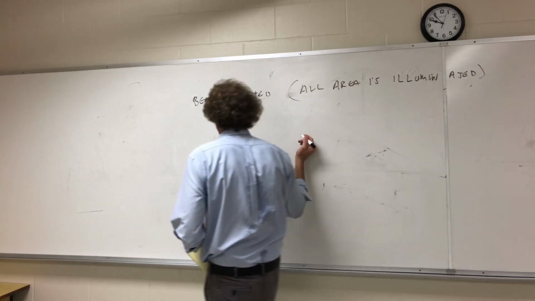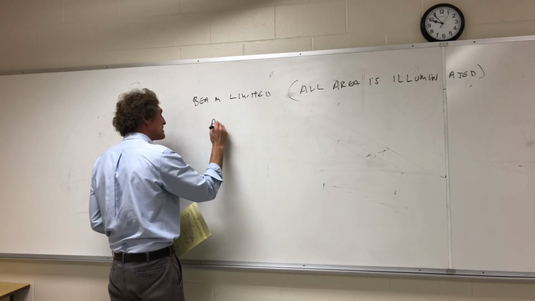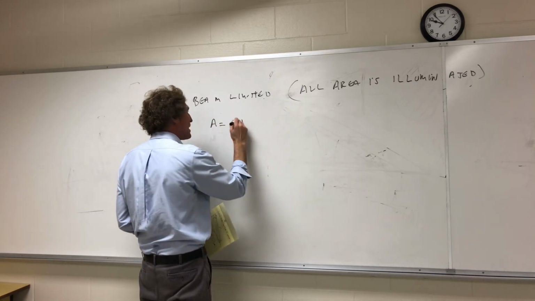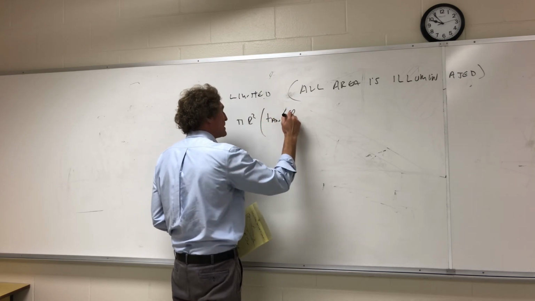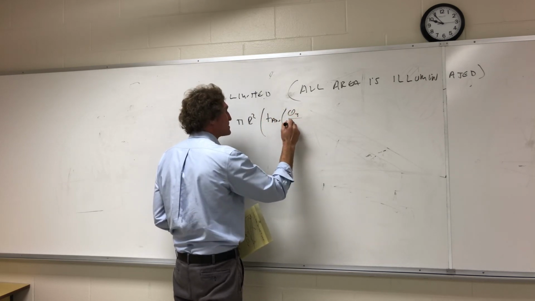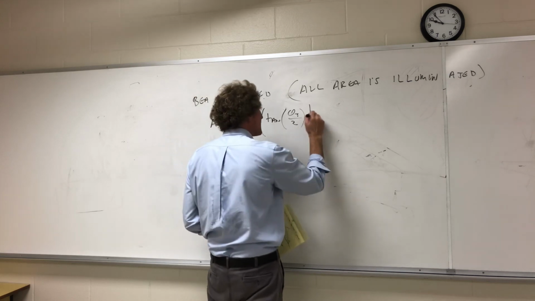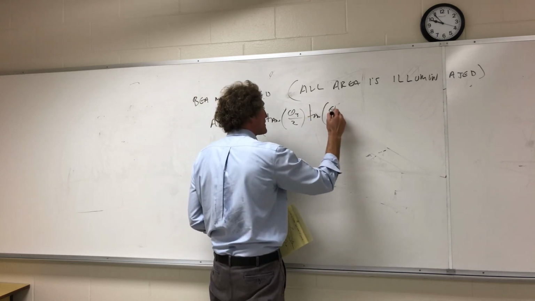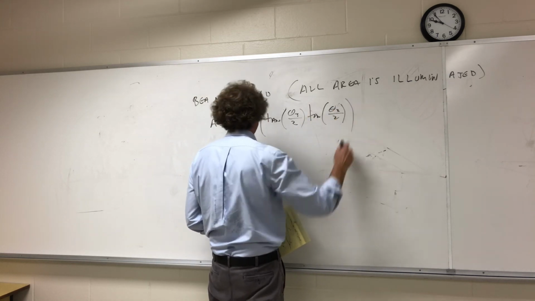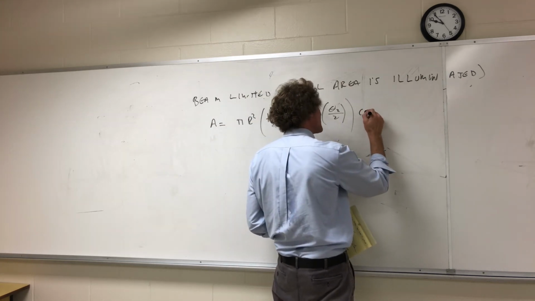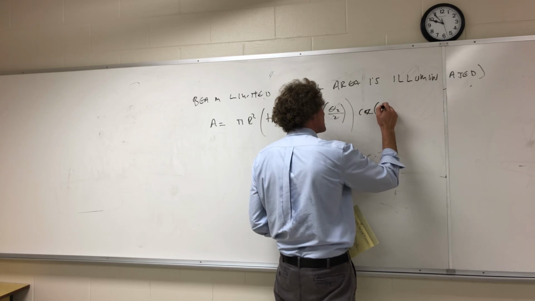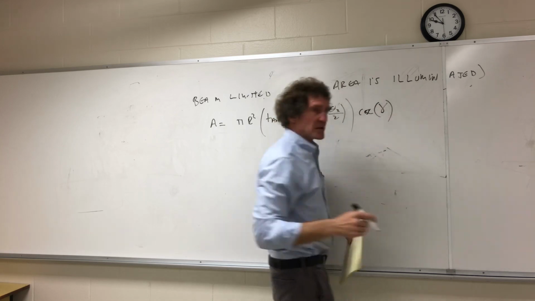For this case, I gave you that already. The area that the beam would have on the ground would be pi r squared times the tangent of the beam width in one plane divided by 2, times the tangent of the beam width in the other plane divided by 2. And then it's going to be divided by the sine, or times the cosecant, of the actual angle that it makes with the ground.